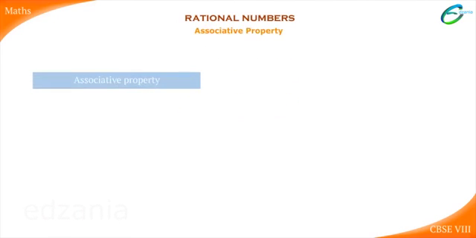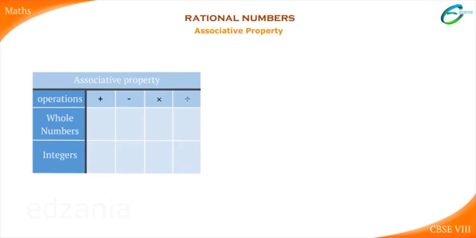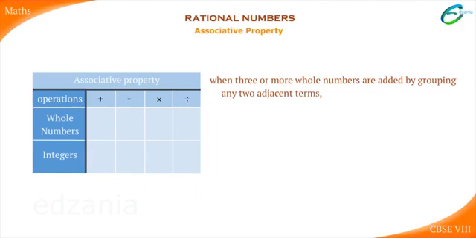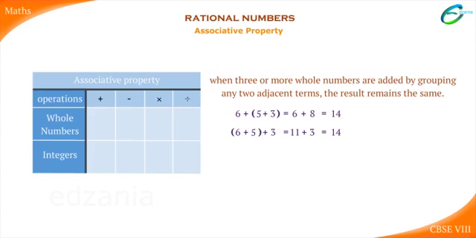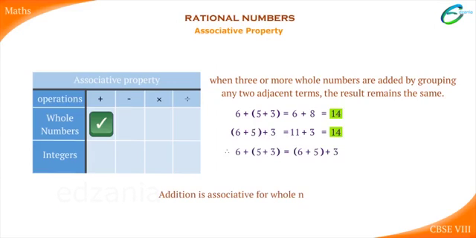Let us now recall the associative property for whole numbers and integers. As you have learned, when three or more whole numbers are added by grouping any two adjacent terms, the result remains the same. For example, to add 6, 5, and 3, we can add 5 and 3, and the result can be added to 6. Or add 6 and 5, and the result can be added to 3. The result will be the same in both the cases. Hence, we say that addition is associative for whole numbers.